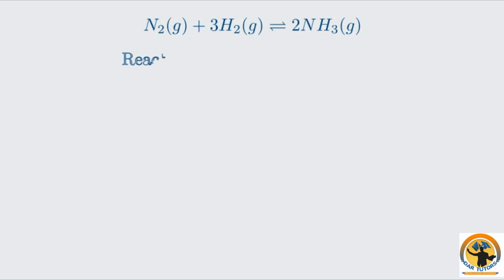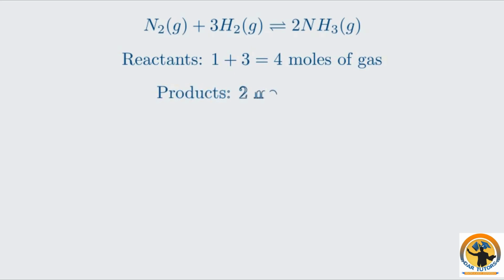On the reactant side, we have 1 mole of N2 plus 3 moles of H2, totaling 4 moles of gas. On the product side, we have 2 moles of NH3. So, the right side has fewer gas moles. The question is, what is the effect of an increase in pressure?